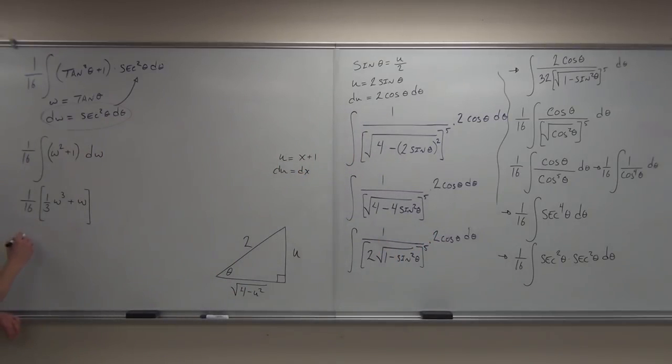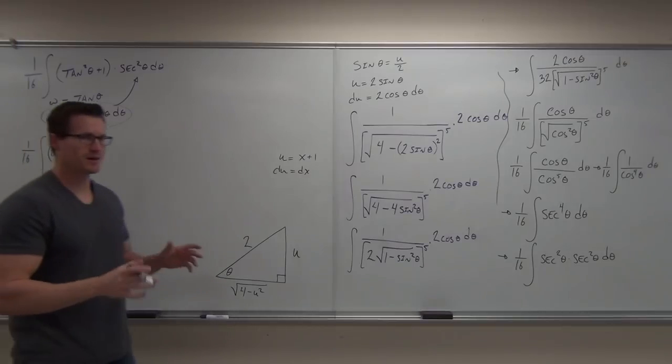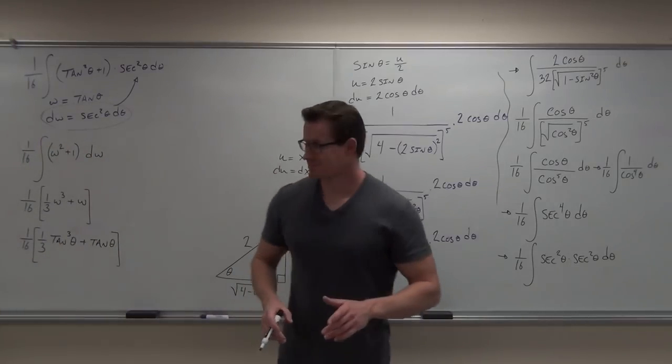Okay, so we're going to have 1/16 times 1/3. Well, what does that w become? Tangent cubed theta. So, tan cubed theta plus how much? Tangent theta. We still okay? You've got to put your x's back in.